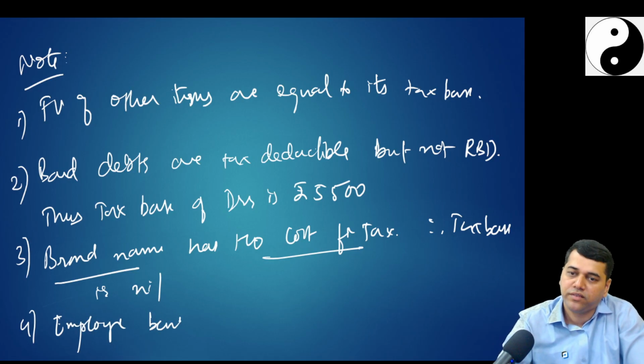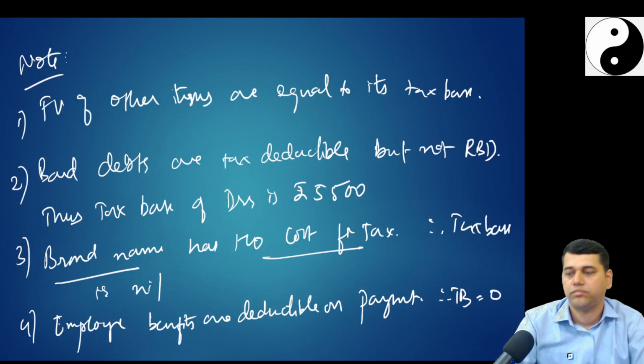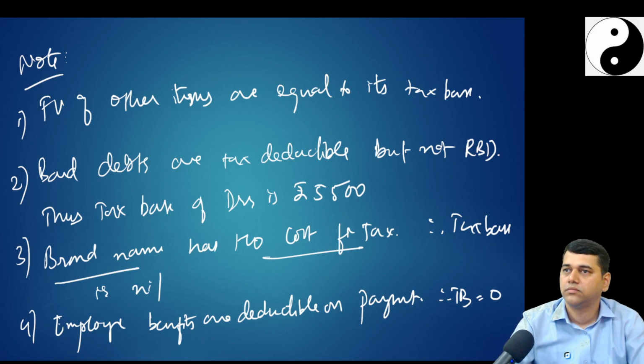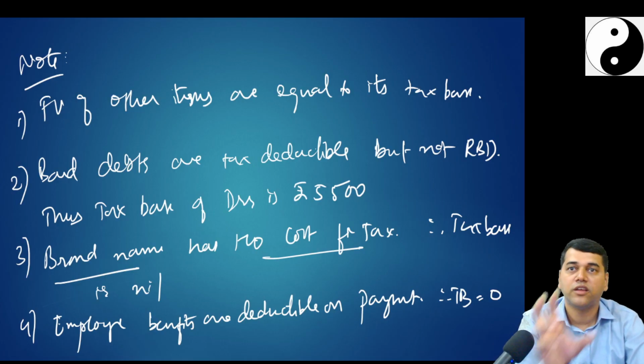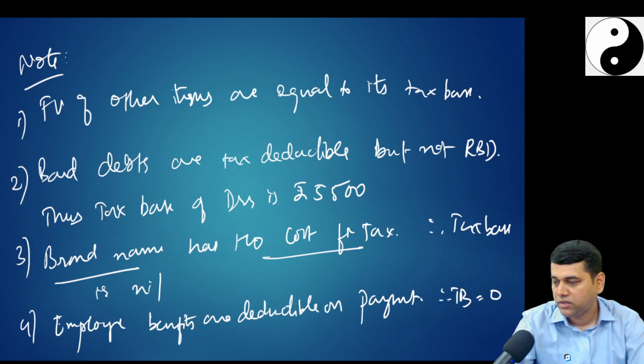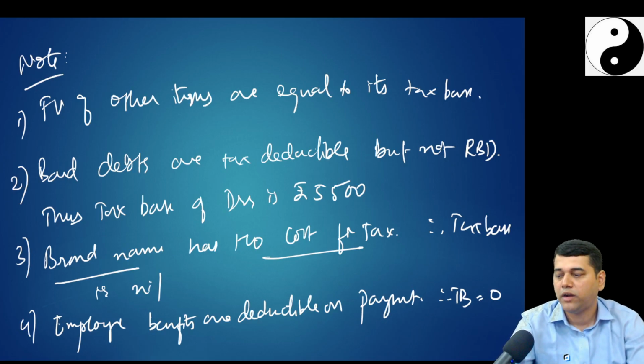Employee benefits are deductible on payments. Therefore, tax base is equal to 0. So you'll explain everything, why you have taken, because it's a 10-mark question. Don't think, sir, for one working they'll give you 10 marks. I don't know in exam which verb they will use. They use here deferred tax. I need not write all these stories there. But if they say suggest or something, then you may have to write.